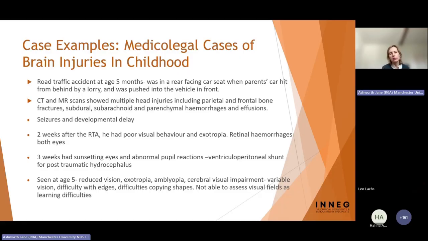And I saw them when they were age 5, and they had reduced visual acuity in both eyes, quite poor vision, one eye worse than the other. They had a divergent squint and signs and symptoms of cerebral visual impairment, which were very variable vision, difficulty with edges, difficulty with steps and stairs and copying shapes. It was not possible to assess the visual fields as they had learning difficulties, and they were eligible to be registered as severely sight impaired.